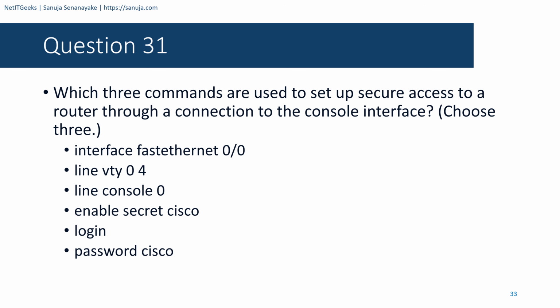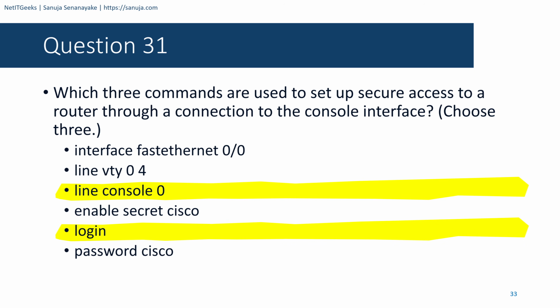Again, if you have done your labs, you should be able to answer this question very easily. Those include line console 0, login, password Cisco. The three commands that you need to protect the console port are basically line console 0, password Cisco, and login, in that order. So you need to enter line console 0 first, password Cisco next, and login next.